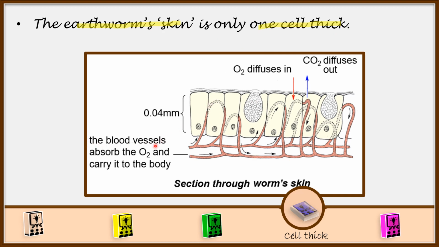As the blood vessels absorb the oxygen and carry it to the body, they also release carbon dioxide, which will diffuse out of the cells. That is possible because the skin is only 1 cell thick.